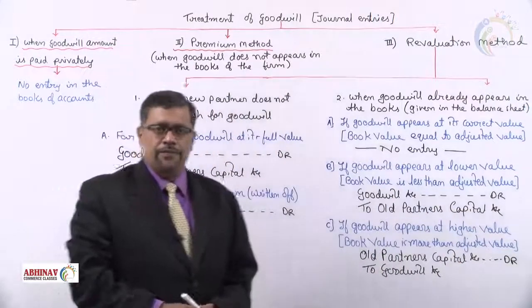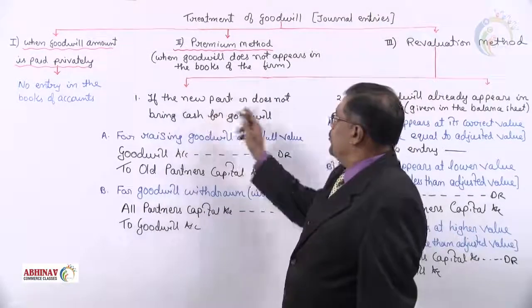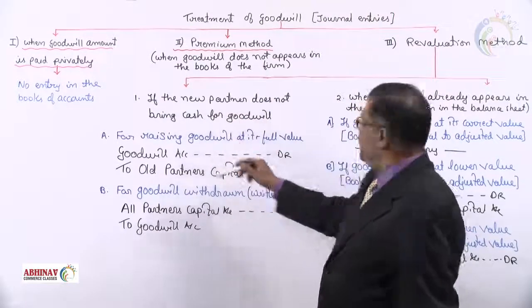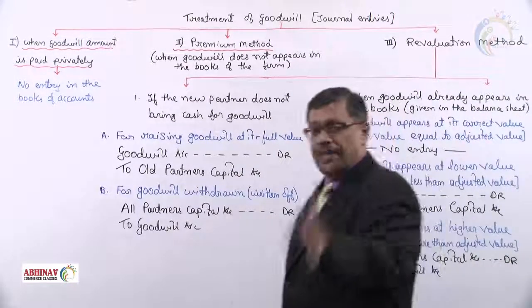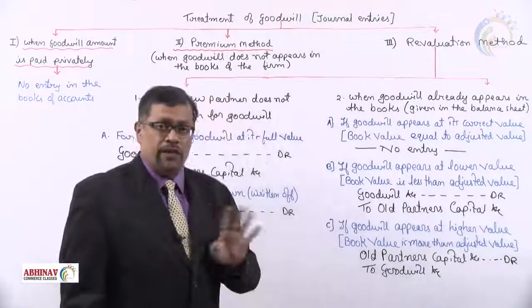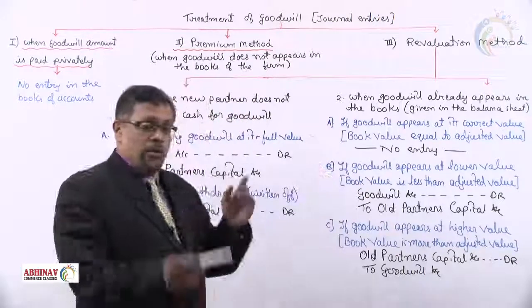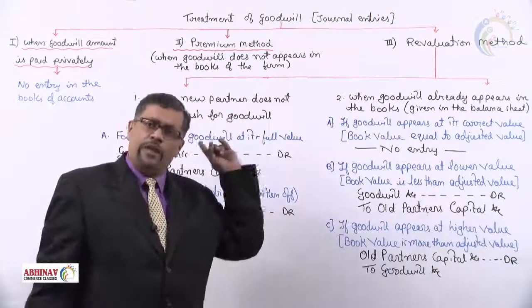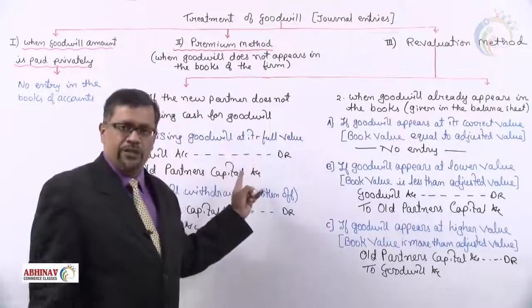Revaluation method, the third method. In that, if the new partner does not bring cash for goodwill, and second, when goodwill already appears in the books. In the premium method, when goodwill does not appear in the books, we have seen two parts. When cash is brought in by the new partner, it goes to premium method. When cash is not brought in, it comes to revaluation method.